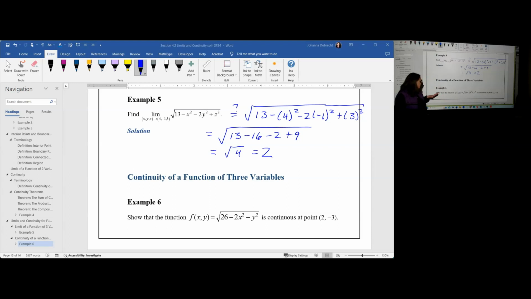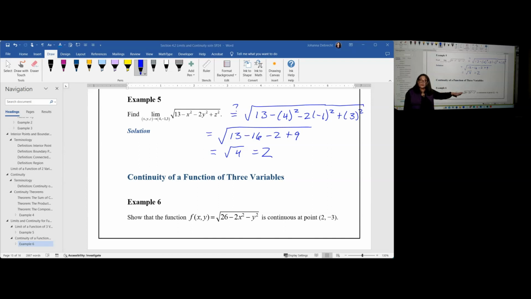Let's take a look at the last example. Show that the function f of xy, 26 minus 2x squared minus y squared, is continuous at the point 2, -3. This is not actually a function of 3 variables, so I must have it in the wrong place. I'll get it moved. In this case, we know from our limit laws that because x squared is a continuous function and 2x squared is a continuous function and -y squared is a continuous function and 26 is a continuous function, then their sum and difference is also continuous. Now, the outside function is the square root of x. And square root of x is defined for non-negative values. So long as 26 minus 2x squared minus y squared turns out to be greater than or equal to 0, then it should be defined.